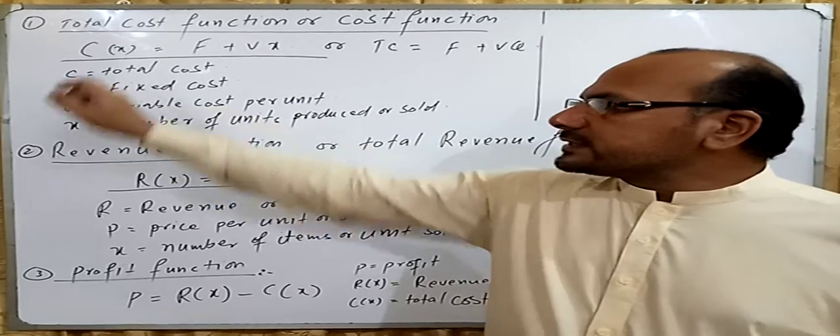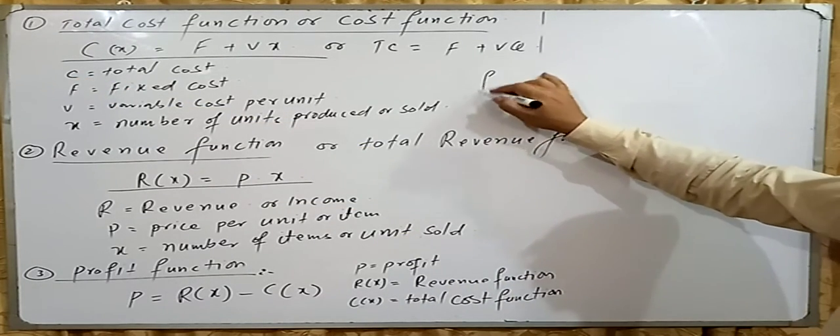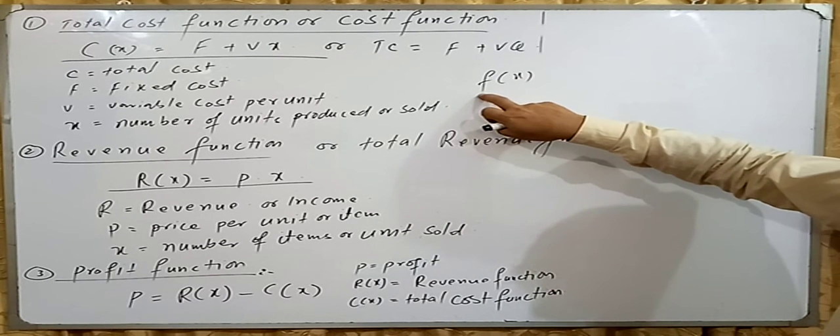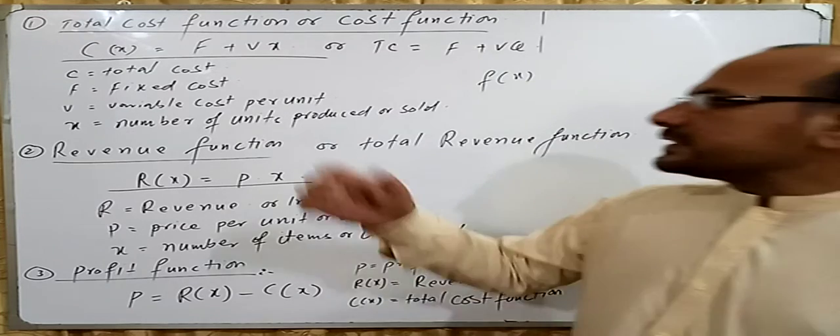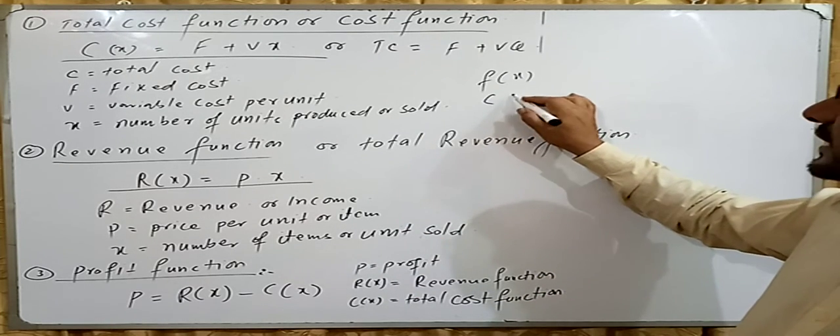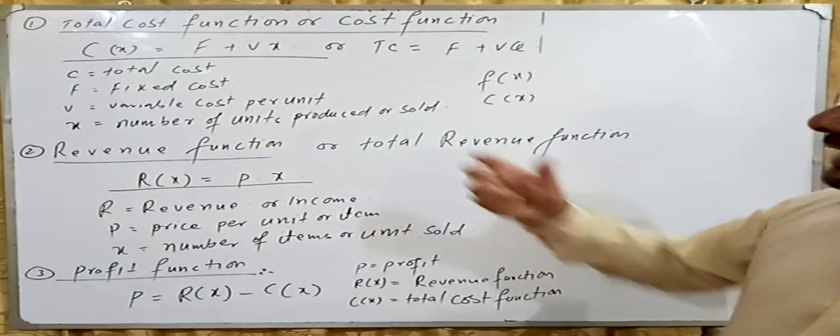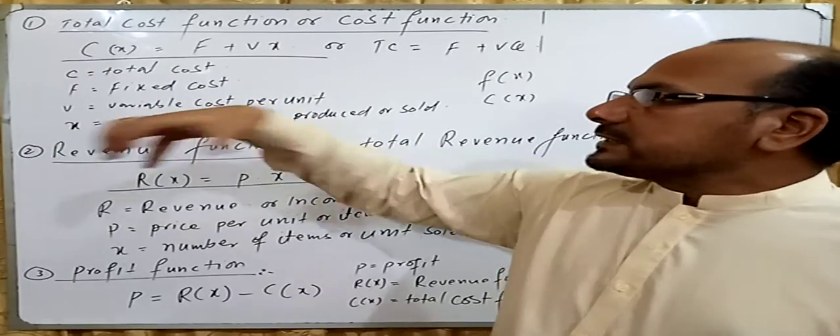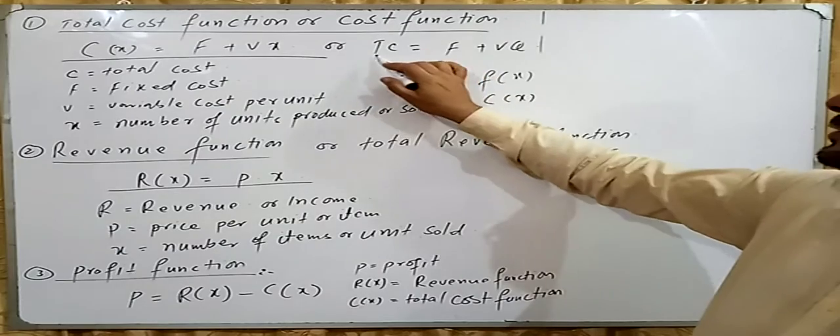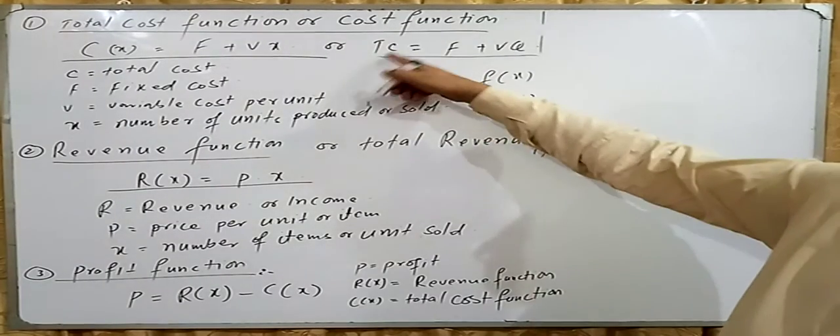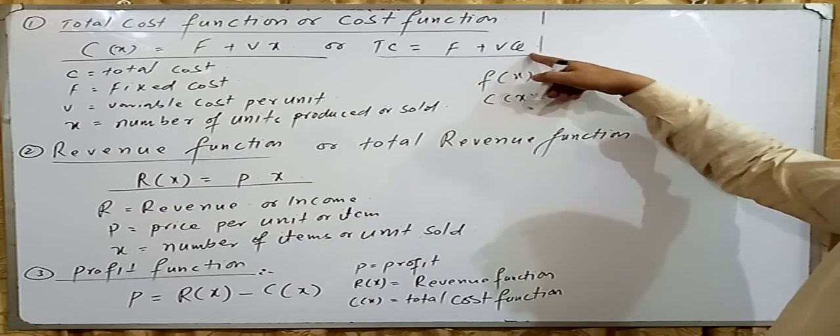The first variable is C. As I mentioned, we were representing the function by f of x, f representing the function and x the independent variable. Here also we are representing the function by c of x. C of x means C is the total cost function with respect to x. Or we can represent the total cost function this way also: TC, total cost, F, fixed cost, V, variable cost, and Q, quantity.